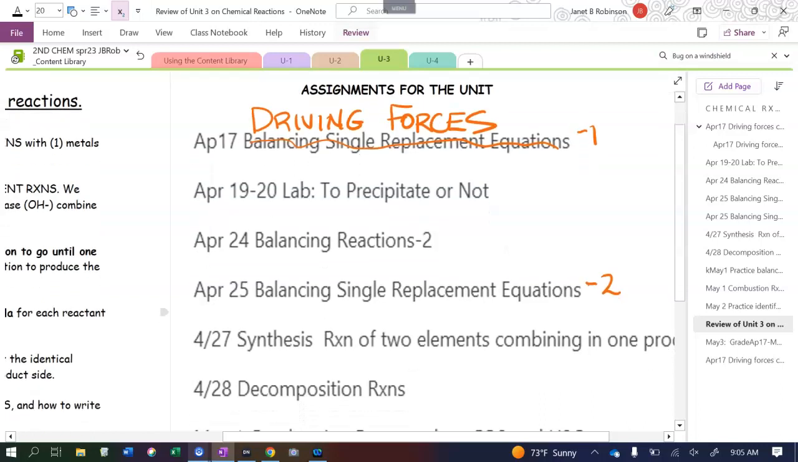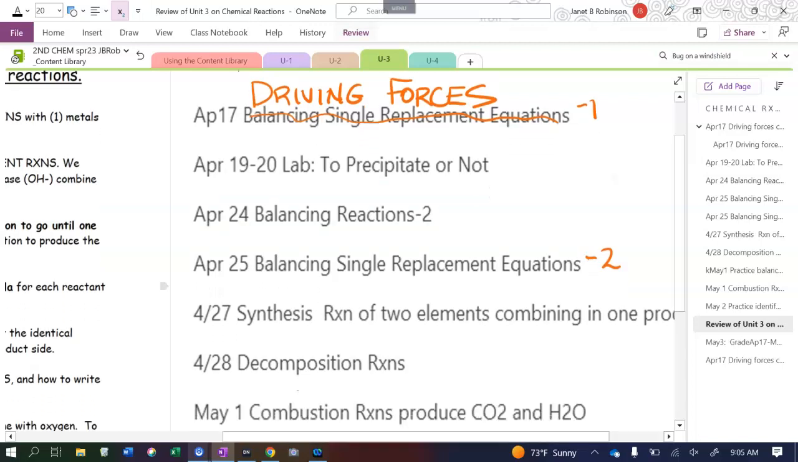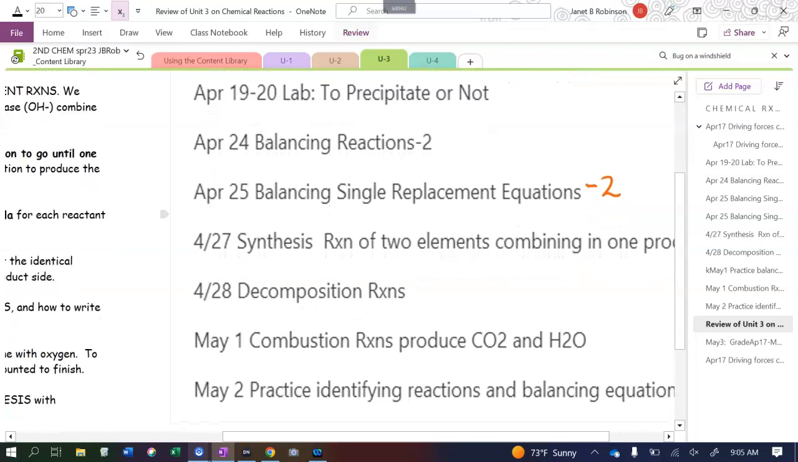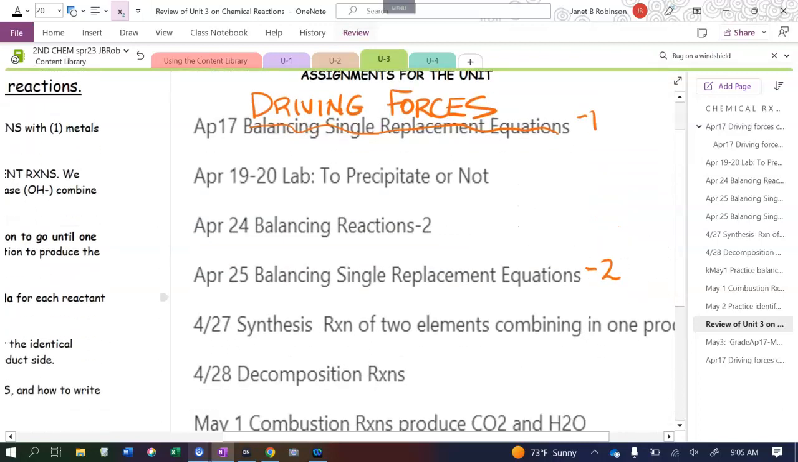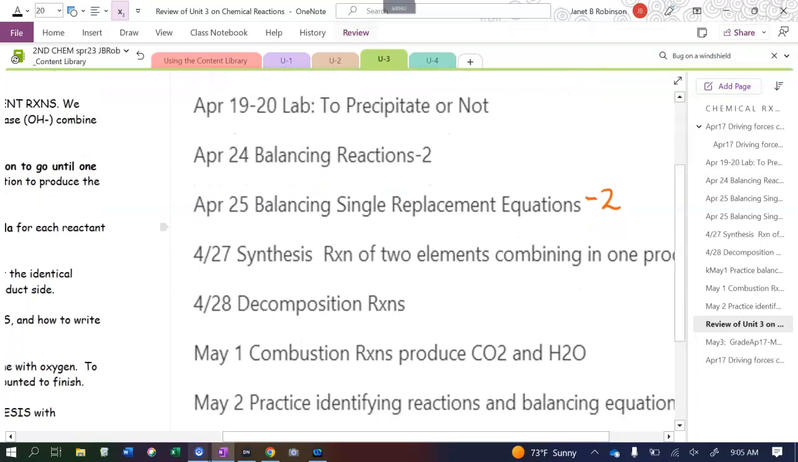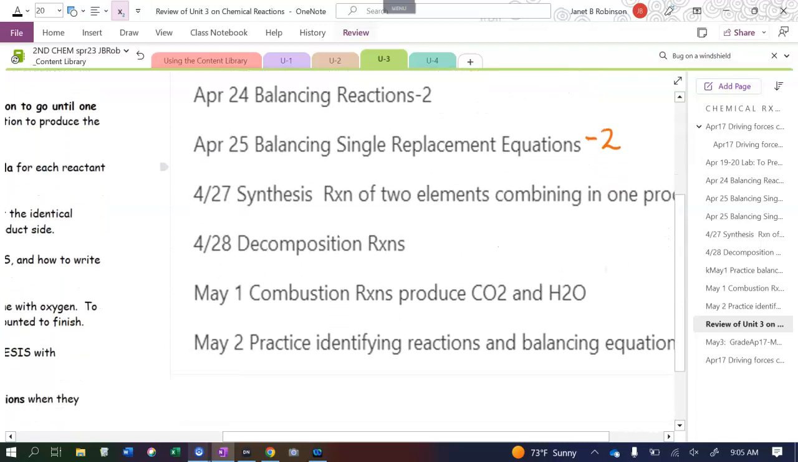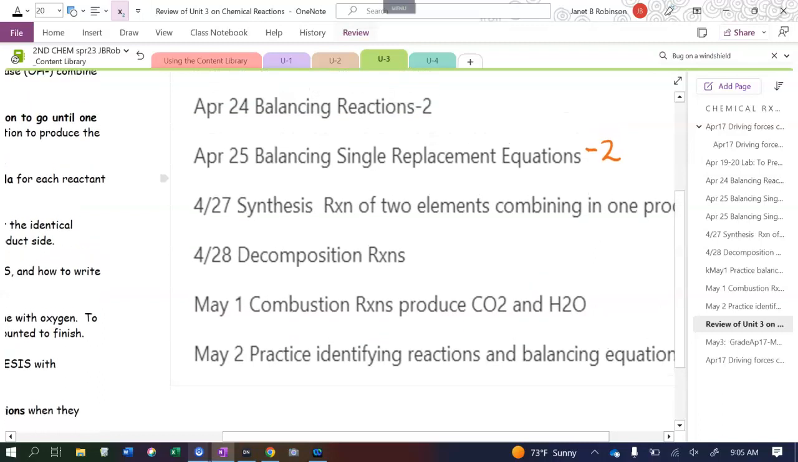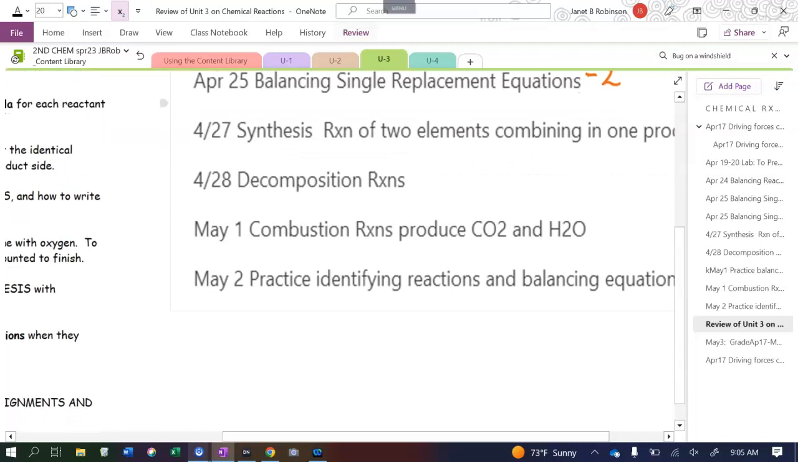The assignments that we had, first we discussed the driving forces for reactions to occur, and then we practiced writing them, so you used arrows and you had correct formulas. Then we did a lab, which I would grade separately, on precipitate or not. That is a double displacement reaction. Then we did a second thing on balancing reactions, because we had done some balancing in this class, remember. Then on that one day I just wrote out reactions for you.